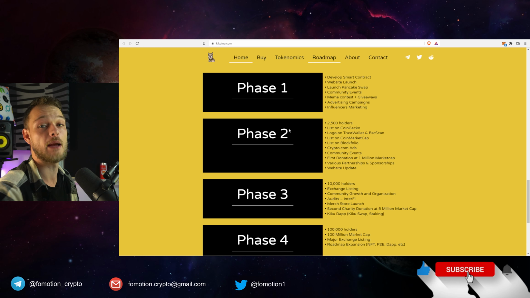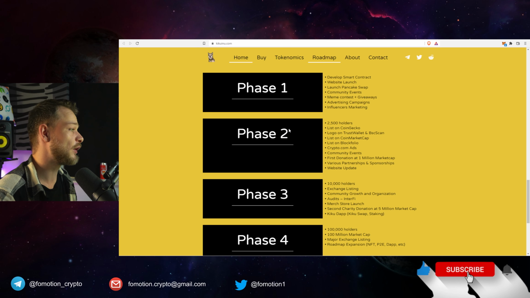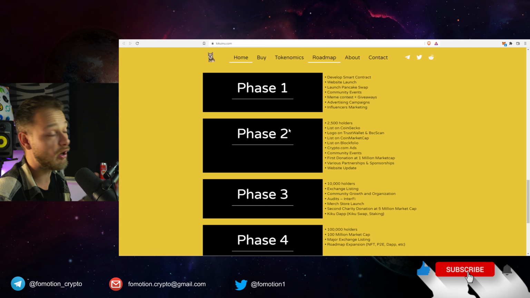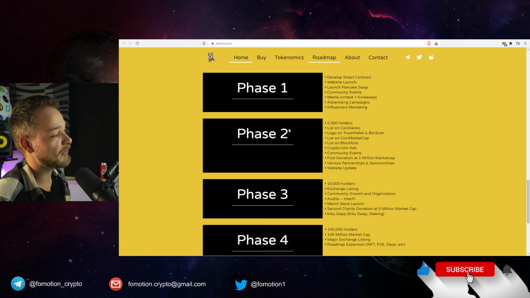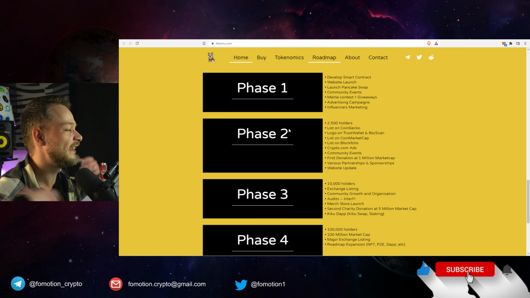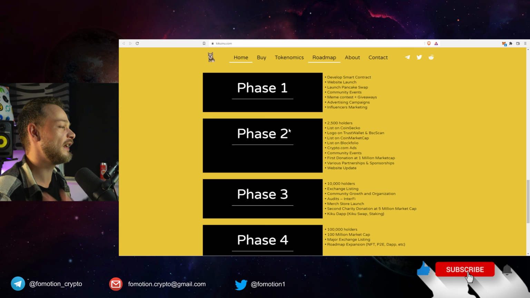Listing on CoinMarketCap, done. Blockfolio, crypto.com, ads, community events. First donation at a $1 million market cap. So that's pretty close though. Various partnerships and sponsorships. And by the way, they already did the first donation. It's a small donation, but they did it and they did it nicely. I'm gonna show you that.